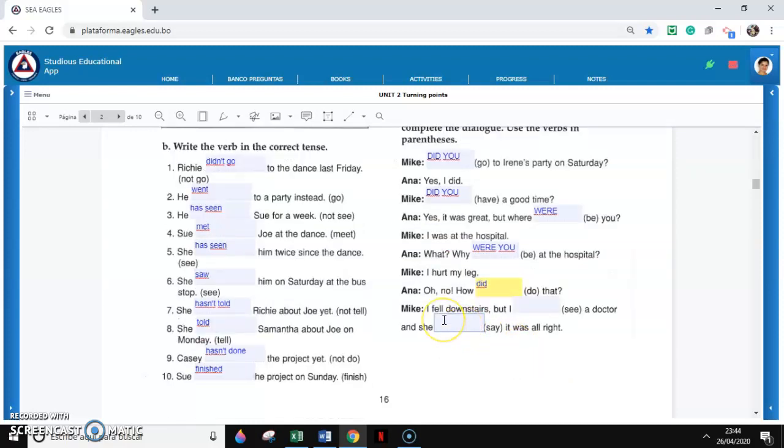And then let's go to the next one. Well, actually, here it is: how do you do that? How do you do that? I fell downstairs, but I didn't see a doctor. I saw a doctor, and she said it was all right.